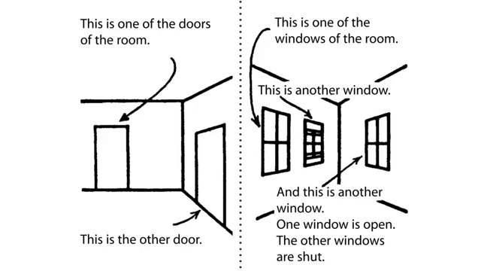This is one of the doors of the room. This is the other door. This is one of the windows of the room. This is another window. And this is another window. One window is open. The other windows are shut.